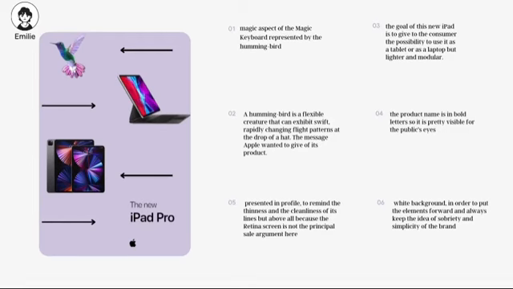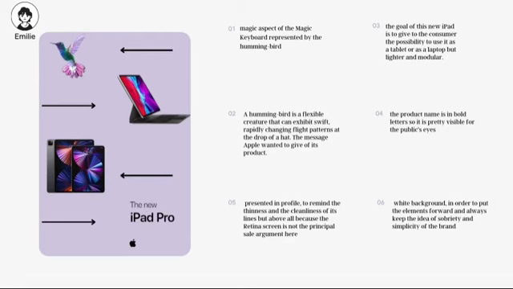Here, the keyboard has a magnet, so the iPad can be held in the air above the keyboard, contributing to a better comfort to the consumer's eyes during its use. About the image graphism, we see on the left that the product name is in bold letters, so it is pretty visible for the public eyes. In its entirety, there are only these big letters and the little Apple logo on the bottom left corner.